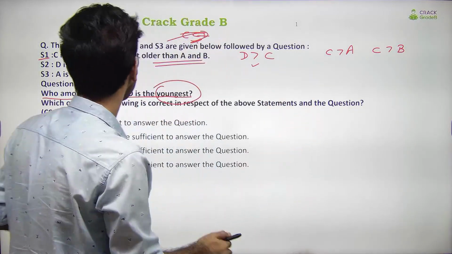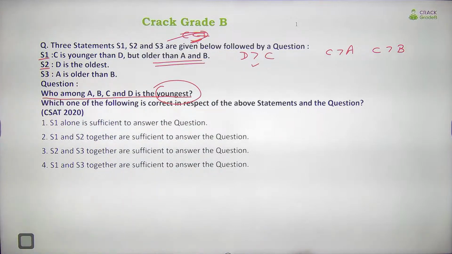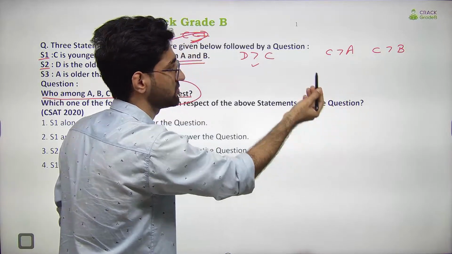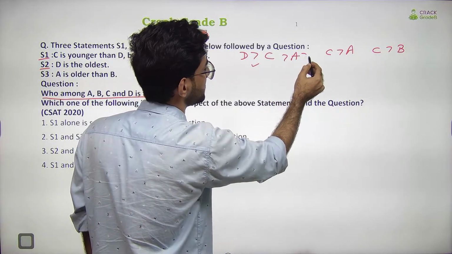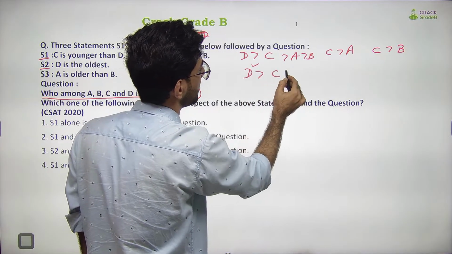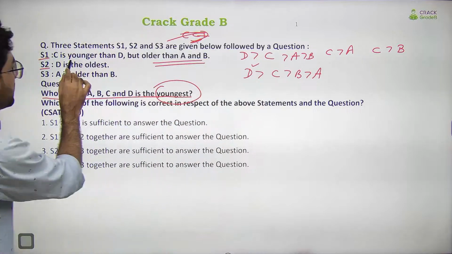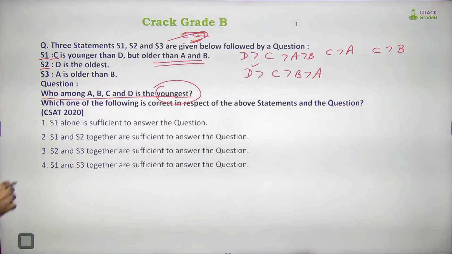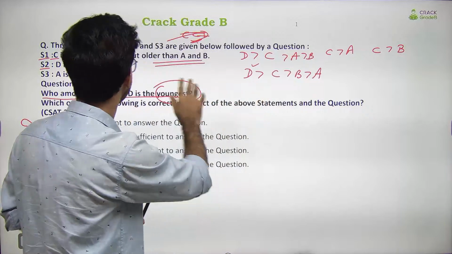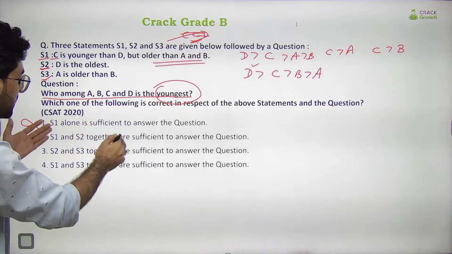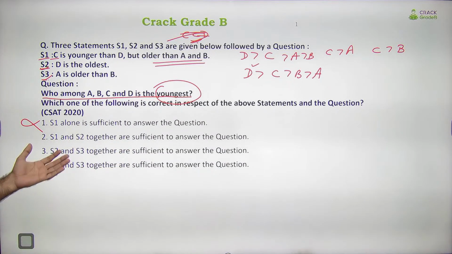Okay, now look at statement 2. So wait, can you find the youngest one? No, you can't find the youngest one, right? In one case you will write this one, in another case you will write this one, right? So you are not able to find the youngest one by using statement 1 alone. So you must be able to eliminate option 1, right? But I will suggest that let us look at statement 2 and statement 3 initially, then we will be able to opt the correct answer quickly.